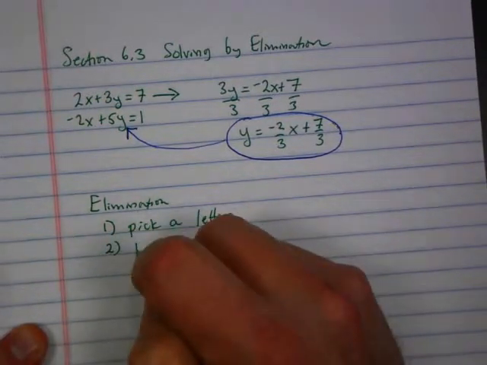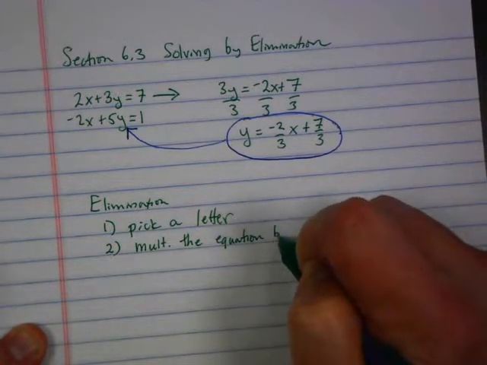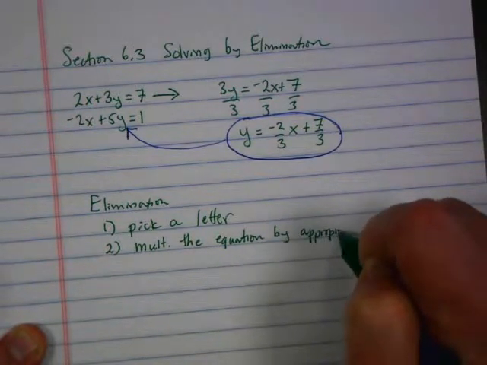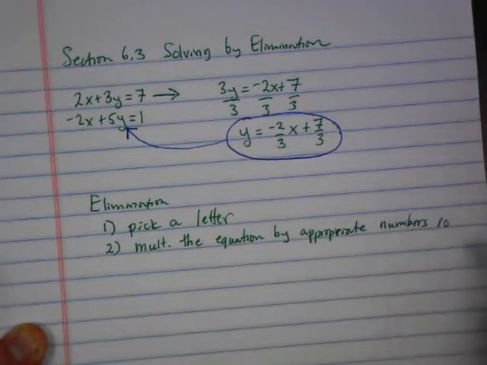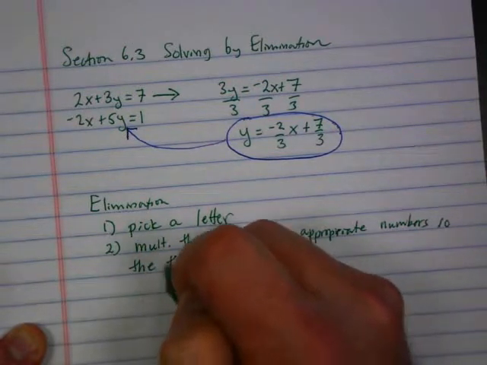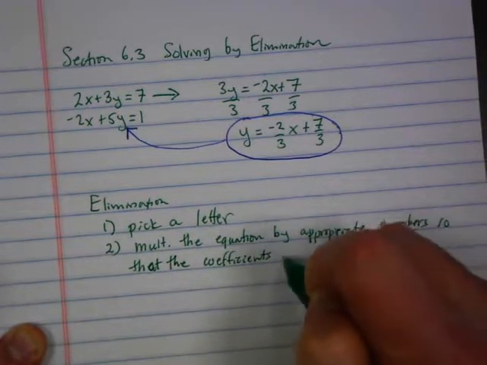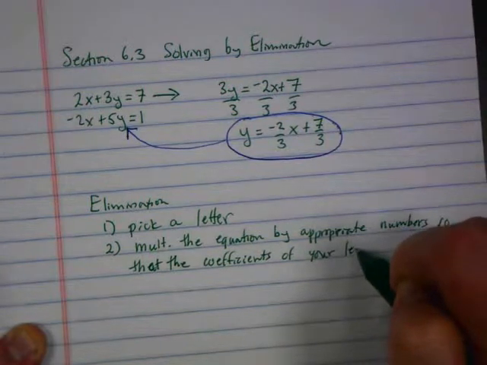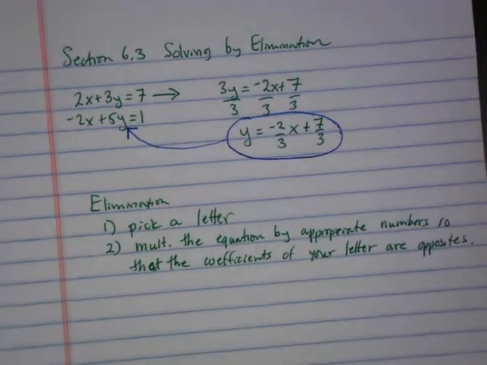Step 2. Multiply the equations by appropriate numbers so that the coefficients of your letter are opposites. That sounds very confusing. It'll make a lot more sense when we do an example. Not too bad, actually.